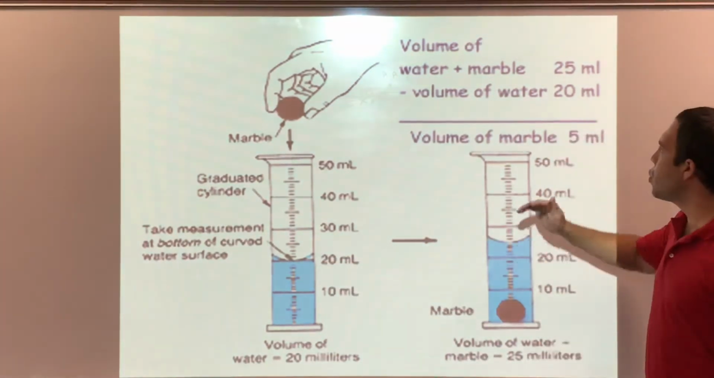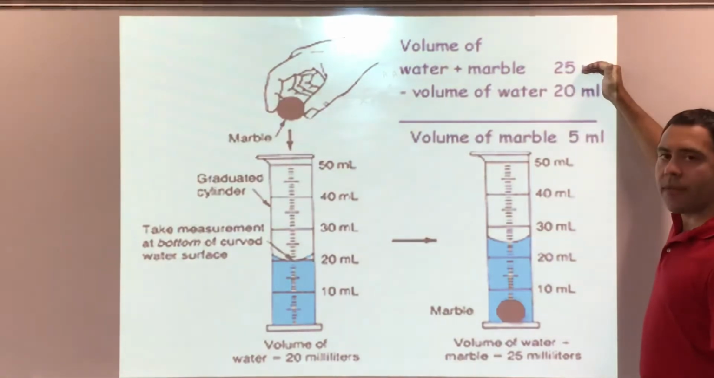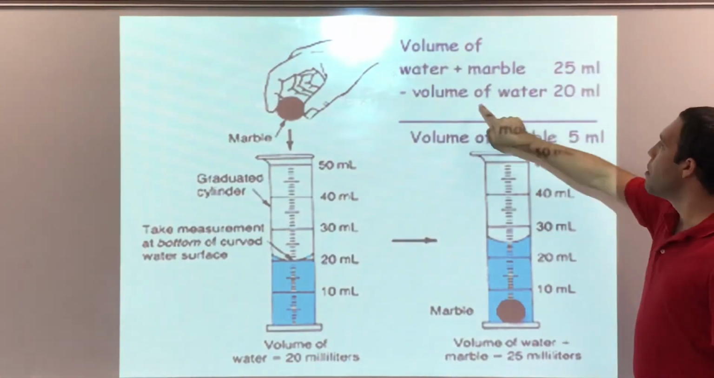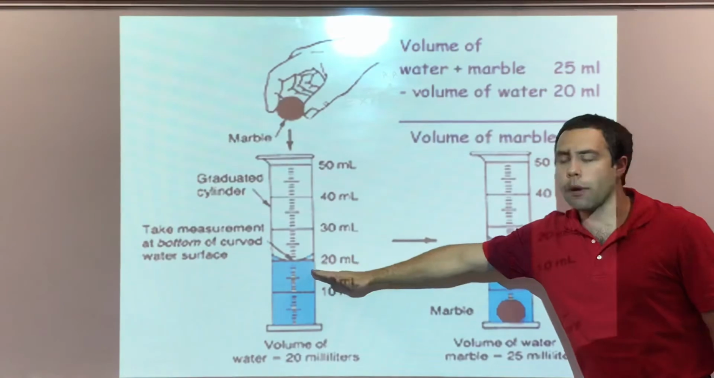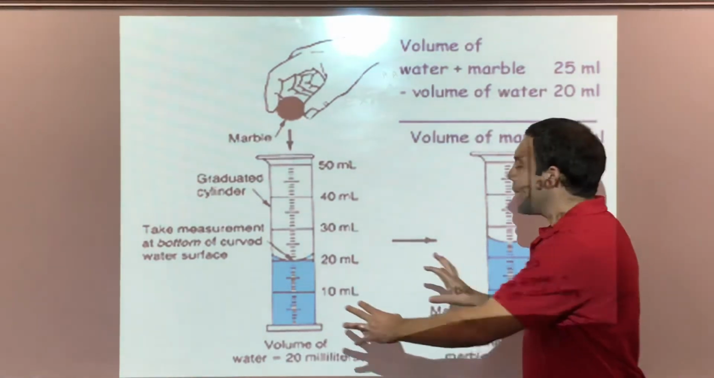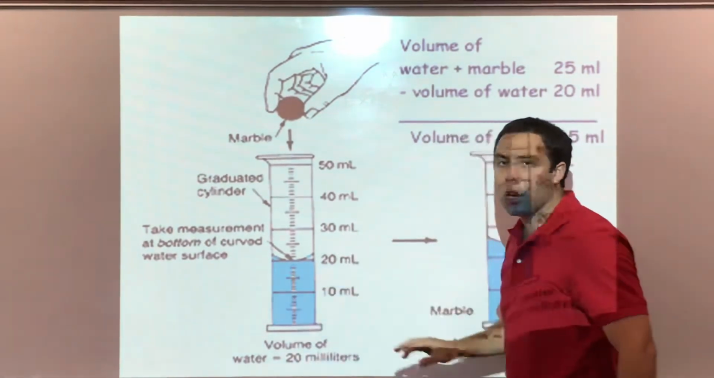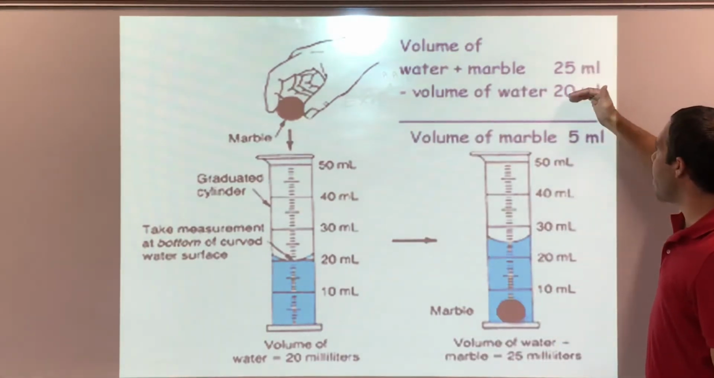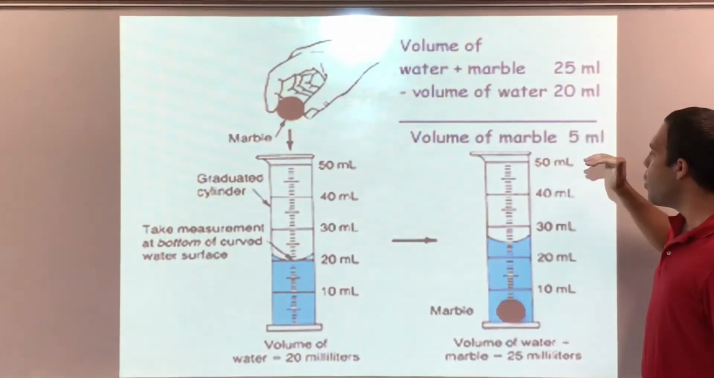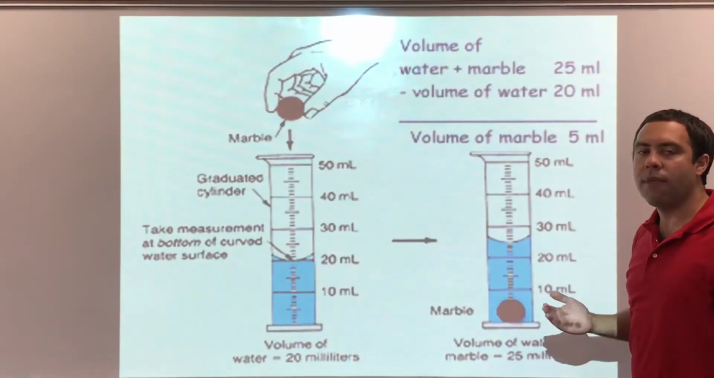So what we do is subtract the volume of the water plus the marble, minus the volume of just the water. Water plus marble minus the volume of just the water. And if we subtract 25 milliliters minus 20 milliliters, we find out the marble has a volume of 5 milliliters.